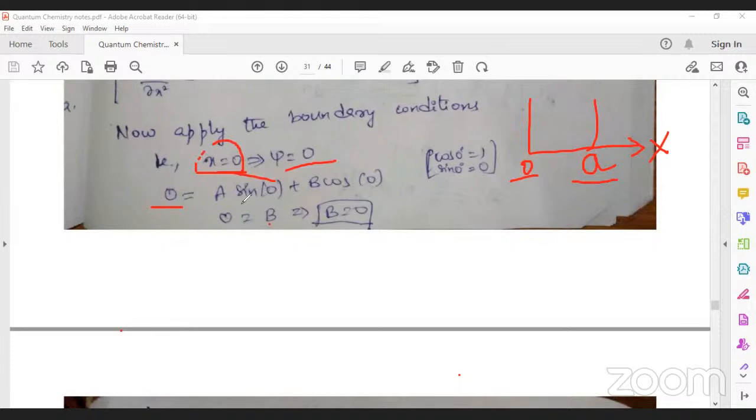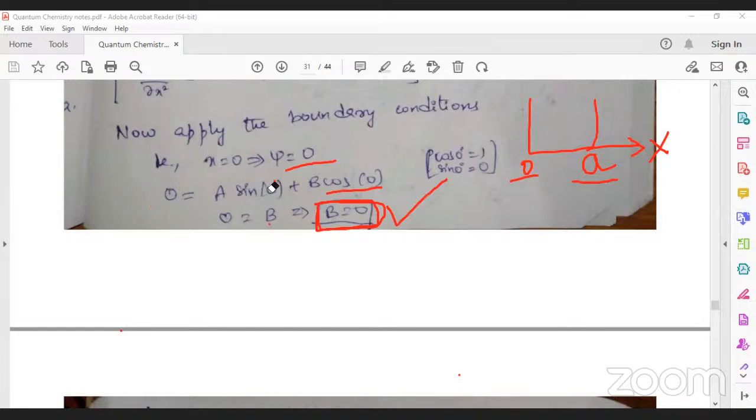x is equals to 0. That's why sin 0 becomes 0, cos 0 becomes 1. Therefore, b is equals to 0. We will get one condition by applying condition number 1. One of the boundary conditions should be applied. We will get the solution, that is b is equals to 0.